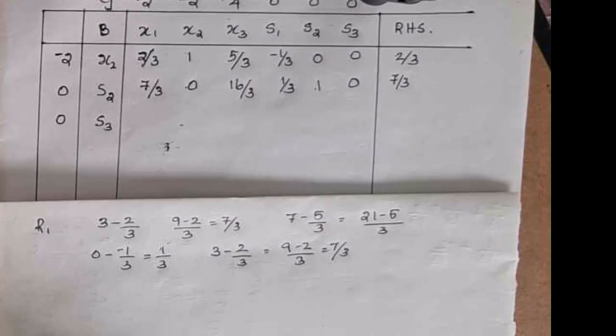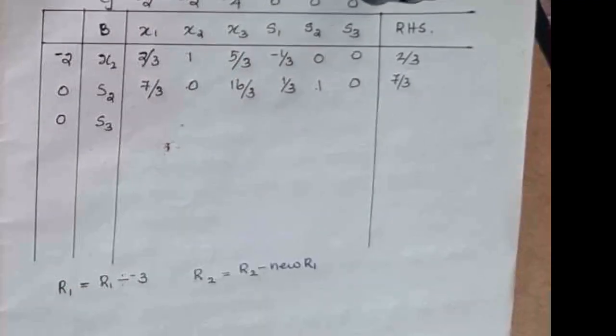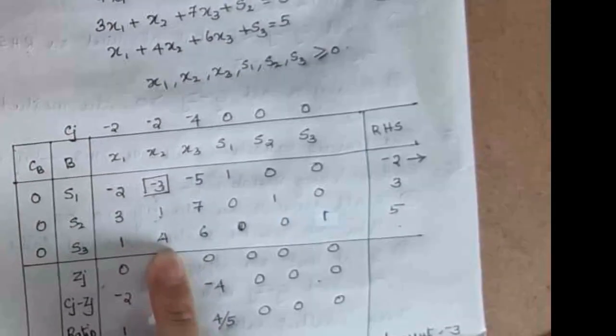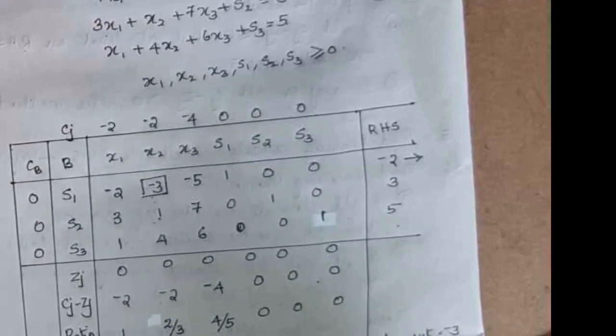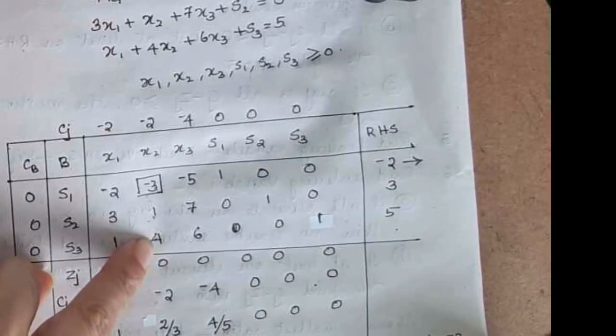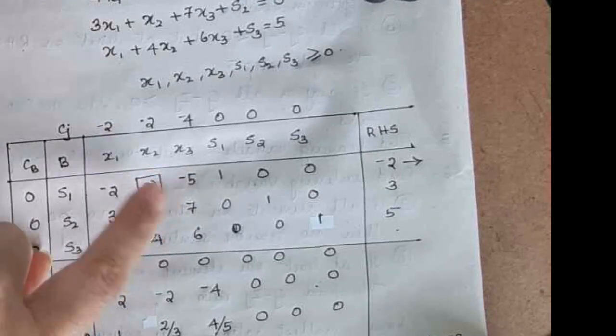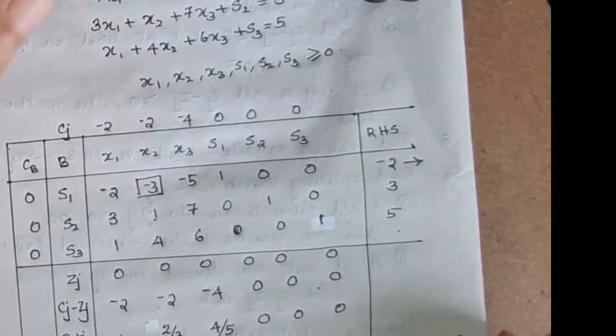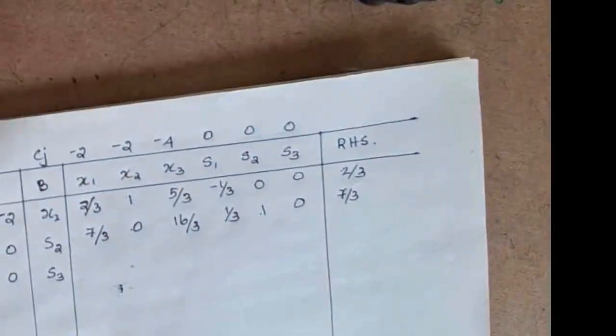Now to find the third row, in the third row you had the element 4 corresponding to the key column. So you have to make this one 0 based on the new element which is 1 in this new table. So you multiply by 4. The new row you have to multiply by 4. Let's see.